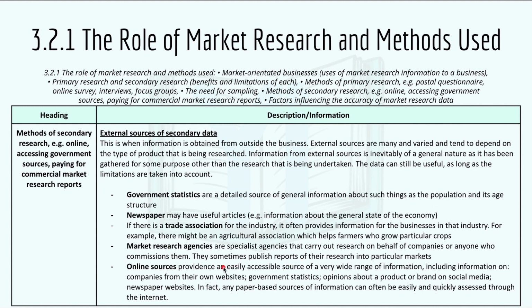And online sources provide an easily accessible source of a wide range of information, including information on companies with their own websites, government statistics, opinions about a product or brand on social media, and newspaper websites. And in fact, any paper-based sources of information can often be easily and quickly accessed through the internet as things are being digitalized.